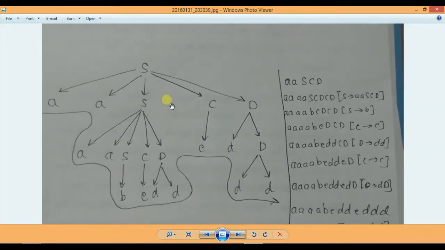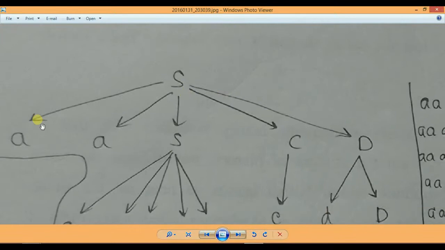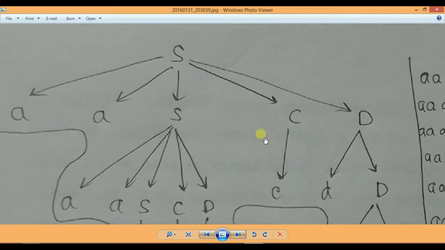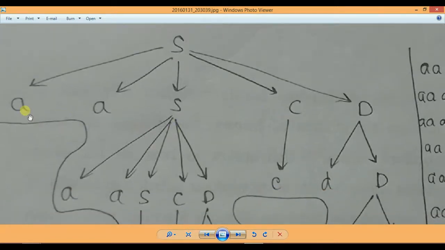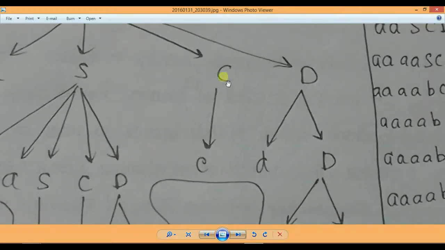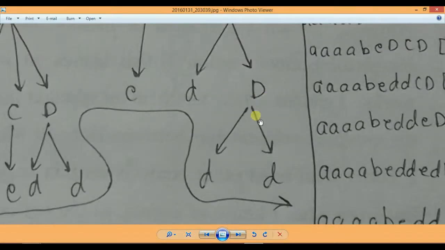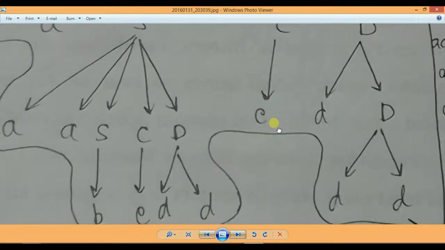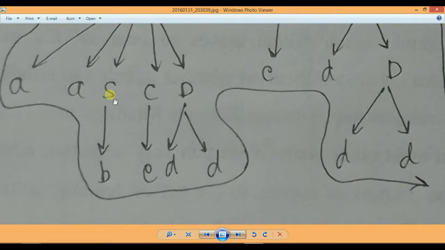Same thing here in the graph. S is broken down into all its components, A, S, C, D. Then there's nothing to break here. Then S is again broken into its components, and C with E, D with capital D, then capital D with D, D, S with B, C with E, D with small d.